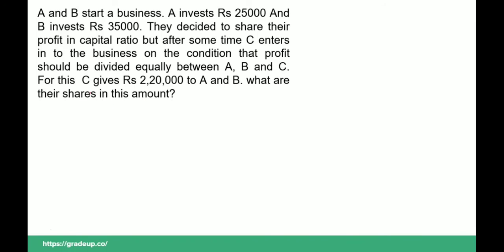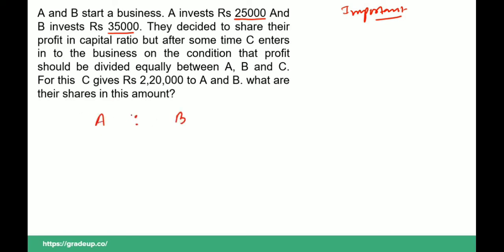Yes, this is a very important question, guys. In this question, we have been given that A and B start a business. A invests rupees 25,000 and B invests rupees 35,000. They decided to share their profits in their capital ratio. But after some time, C enters into the business on the condition that profit should be divided equally between A, B and C. For this, C gives rupees 2,20,000 to A and B. What are their shares in this amount? Now listen guys carefully.